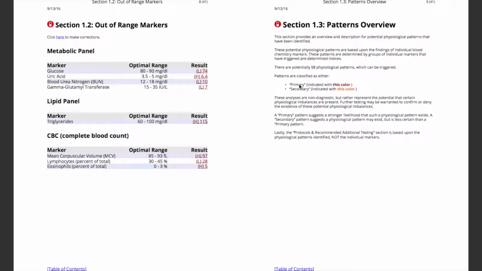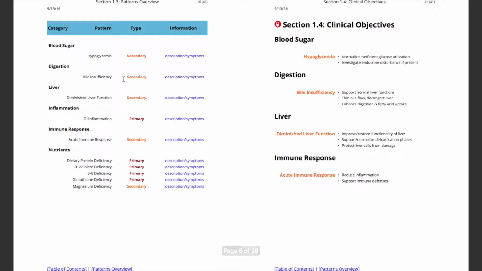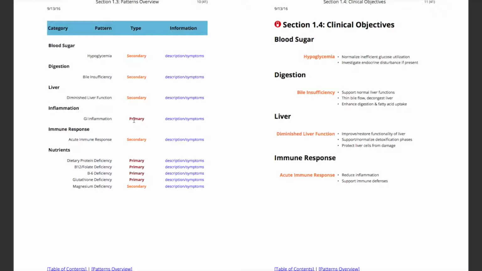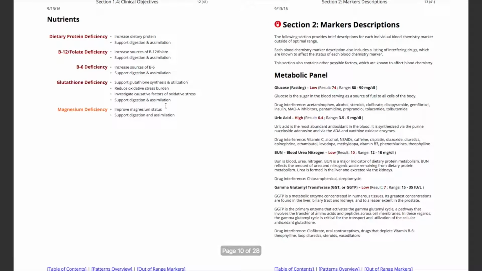So we have a red pattern as primary, orange is secondary. And this lists out, we saw some signs of the blood sugar dysregulation, and this tells us that it's secondary. And it's secondary to these nutrient deficiencies and this GI inflammation. So any kind of chronic stress response will drive some blood sugar imbalances. So anyways, this gives us an overview. We can flip through and read about each one and get more in-depth information.